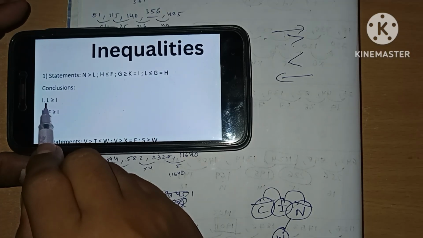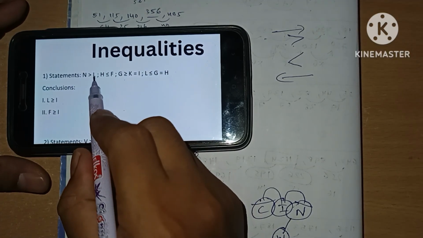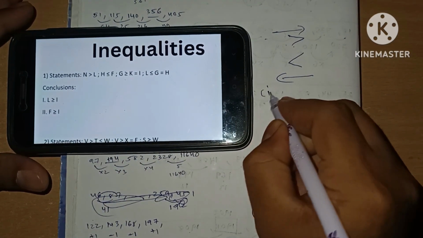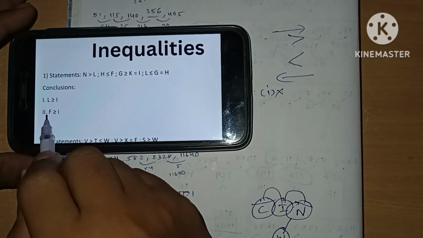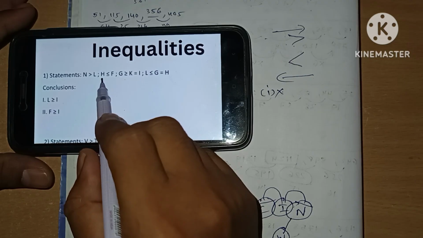In the first question, the flow from L to I with everywhere equal to also. From L there is no flow. From L there is no flow. So first conclusion will be false. Second conclusion, the flow from F to I with everywhere equal to. From F we can reach to H.